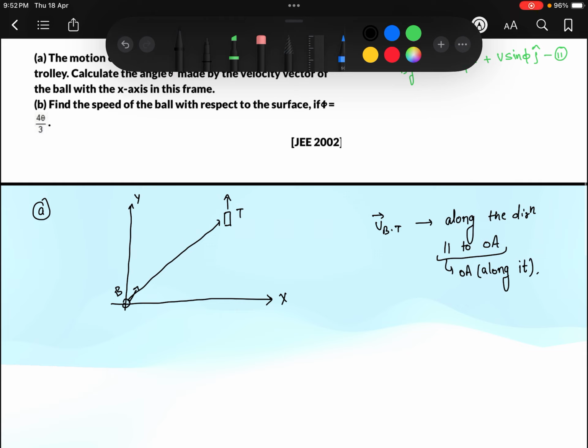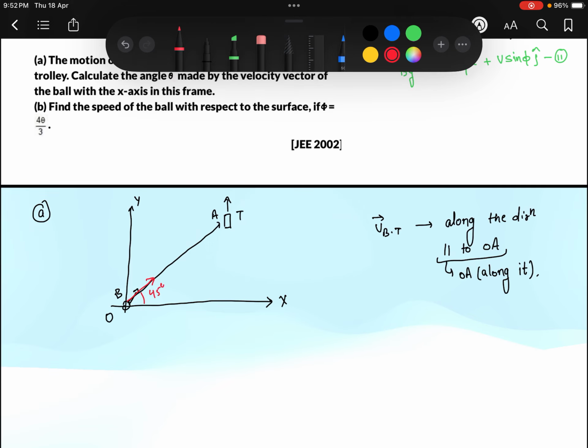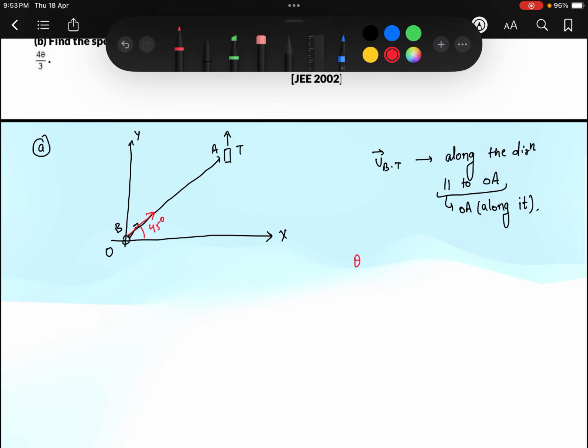So this is our point O here and this is A. If this ball is hitting this trolley, then in the frame of reference of the trolley, the velocity of this ball with respect to this trolley is always along this OA. So the angle made by the velocity of the ball with respect to the trolley will always be equal to 45 degrees. So here we got the answer that theta will always be equal to 45 degrees.